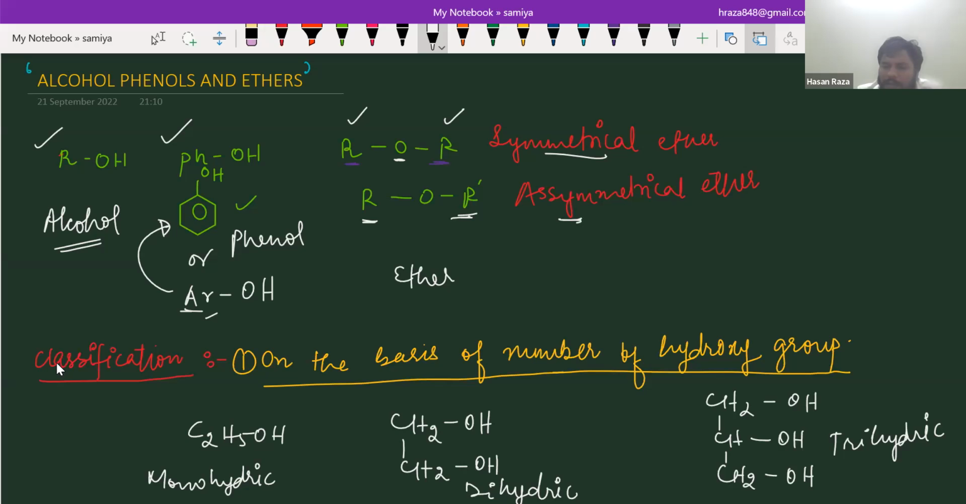Now classification is just like the previous alkyl halide and aryl halide. The first classification is on the basis of number of hydroxy groups, that means OH groups. In the first, C2H5OH, one OH is there. That's why it is monohydric, dihydric, and trihydric. I think it's clear to all of you. Please write it and let me know when you are done with this.